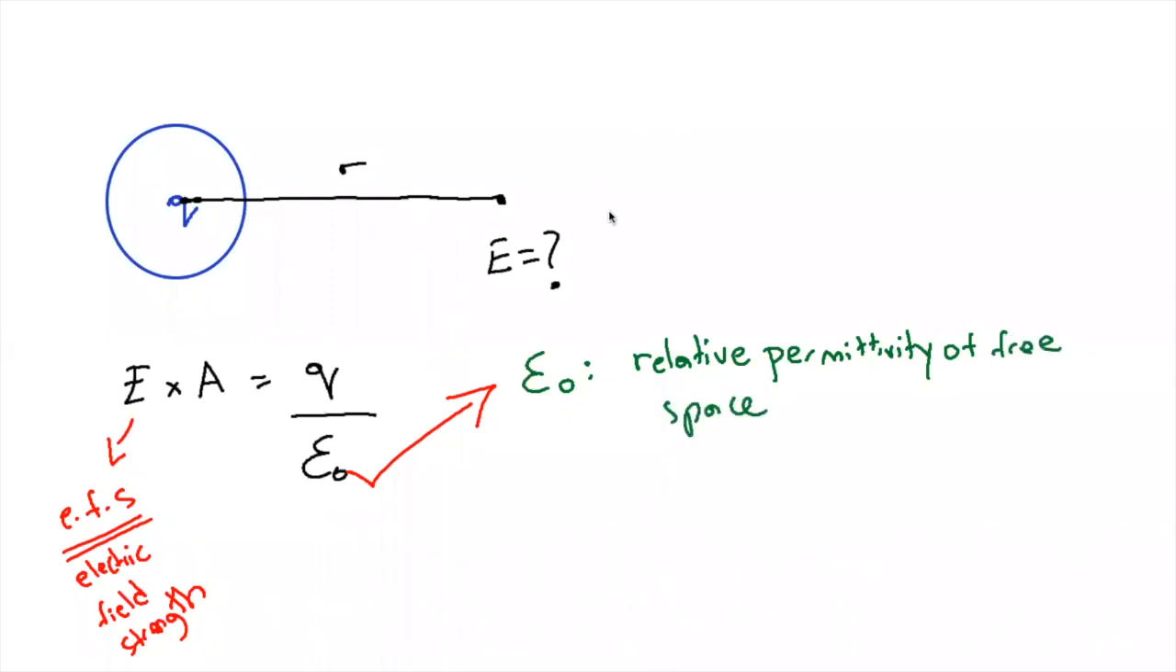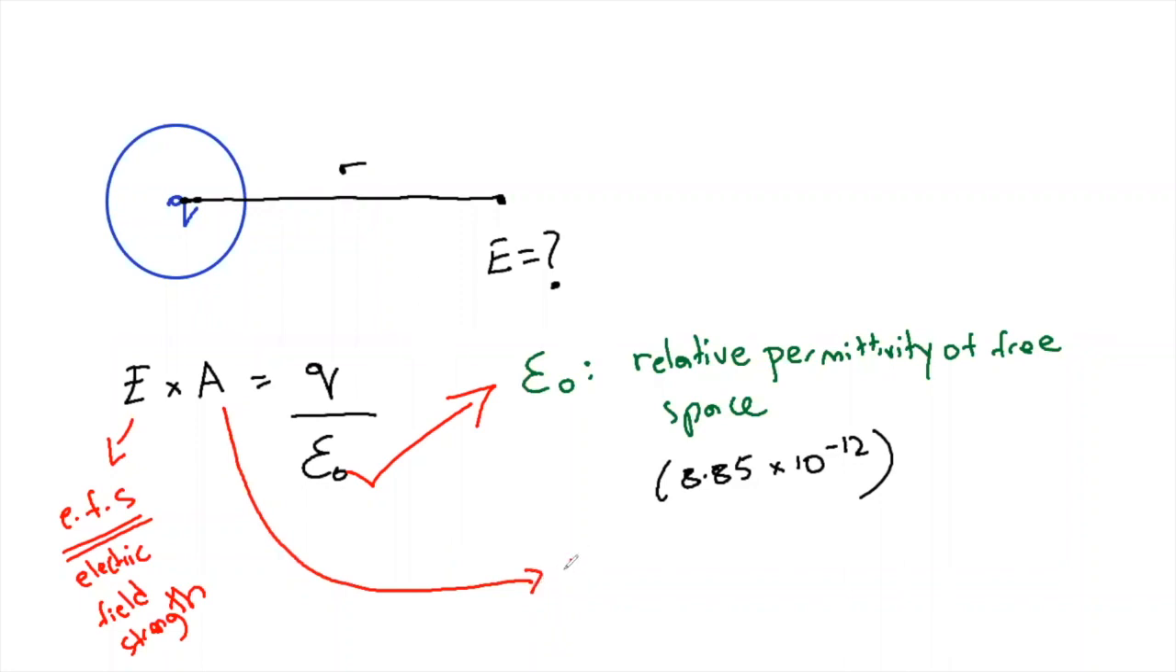And the value for it is 8.85 x 10^-12. Just like in gravitation, we had a constant which was capital G. Here we have this. I'm going to explain what this is in a second. Okay, so what is relative permittivity of free space? Basically this is electric field strength, and I forgot to tell you what A is.